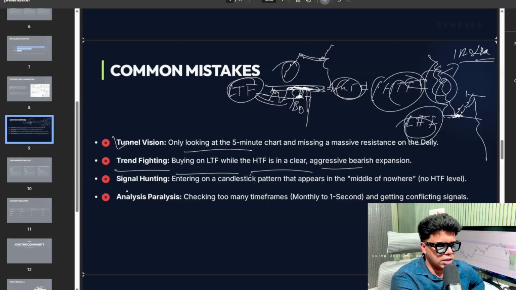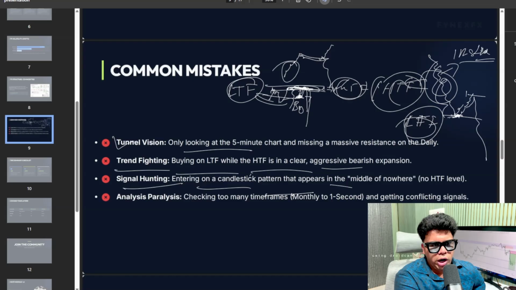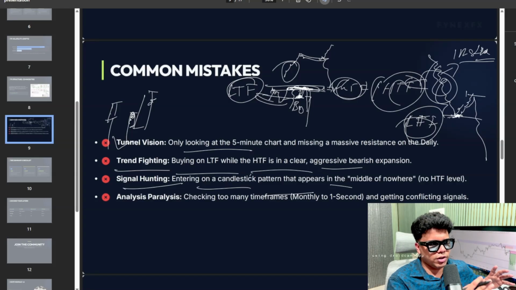Okay, the next one is signal hunting: entering on a candlestick pattern that appears in the middle of nowhere, with no higher time frame levels. I know many people look for candle patterns like this hammer candle. This is called the hammer candle, and this one is an engulfing candle, it engulfs this candle. We're going to understand these candlestick patterns in practical classes. This is the first video, and it's going to be like a practical class about these candlesticks.